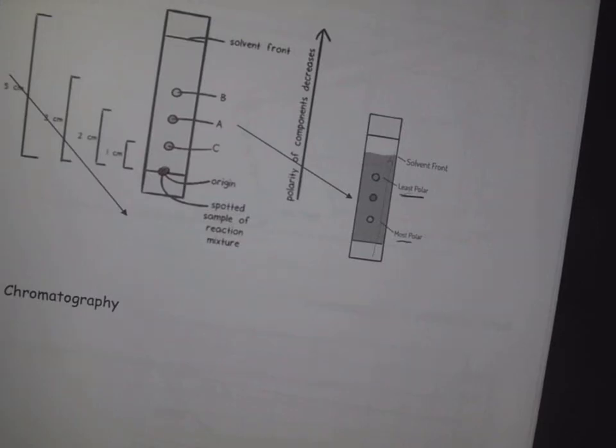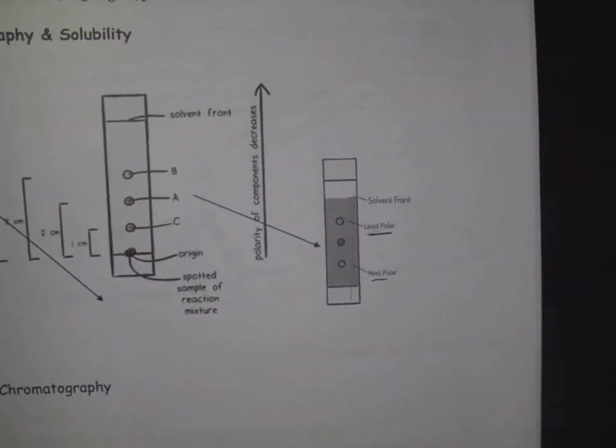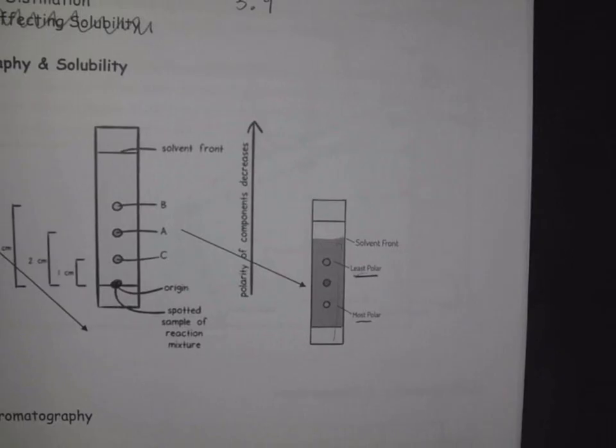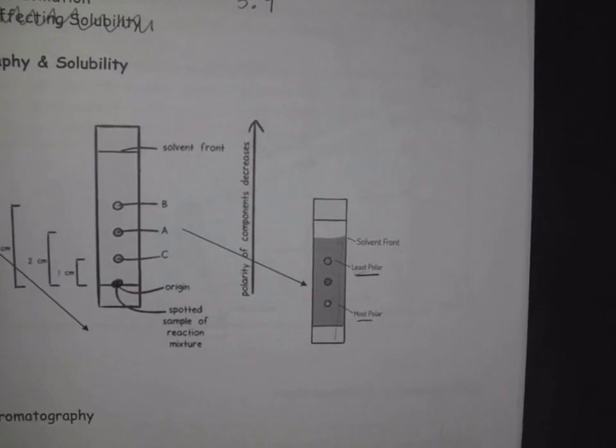Okay, so mobile phase, stationary phase. The mobile phase is the one that is traveling. The stationary phase is the one that is not. Whatever part of the sample travels the most, then it's the most similar to the mobile phase. Whatever part of the sample traveled the least, then it is more similar to the stationary phase.